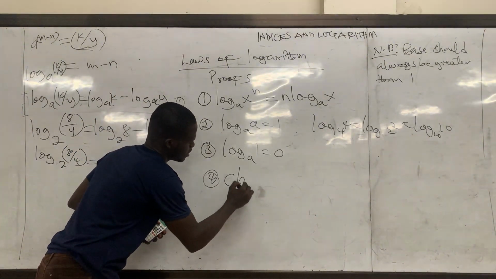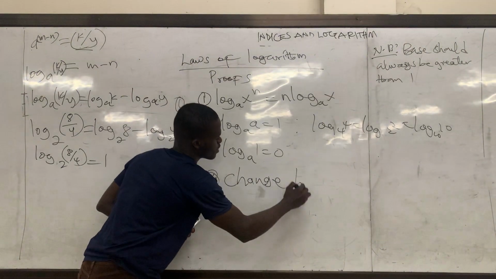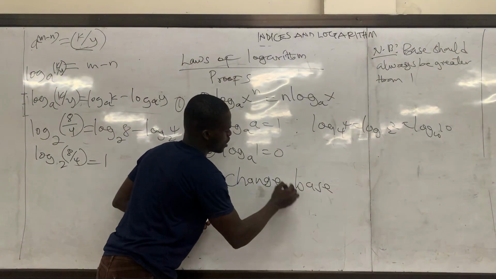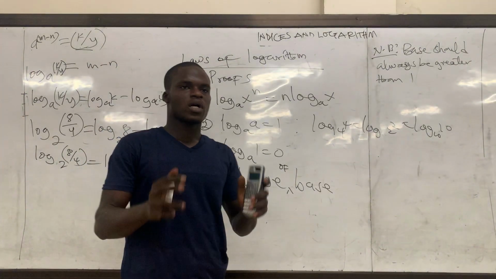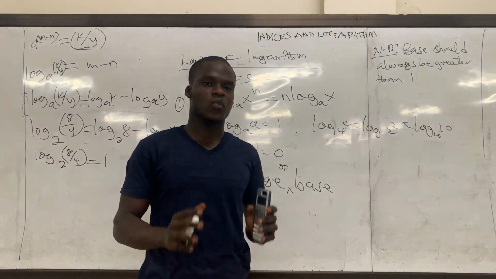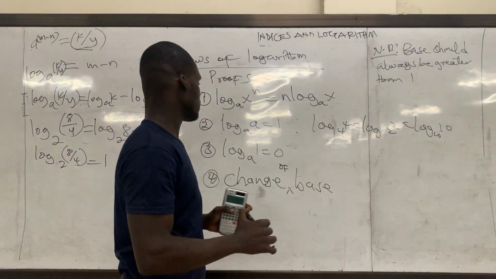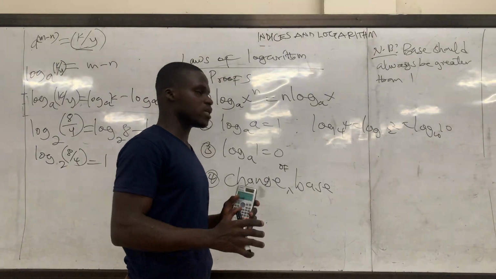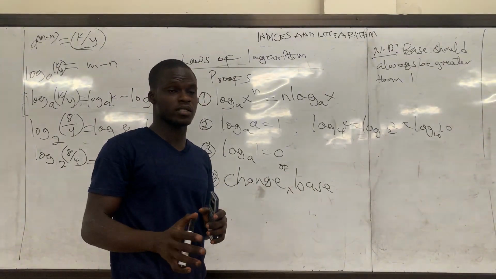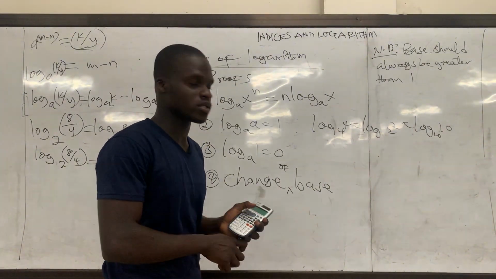Now, the last thing we'll be looking at is how to change base in logarithm. Because usually you can add or subtract two logarithms very easily if they have the same base. If they do not have the same base, it's very difficult to do that manually. So if they do not have the same base, it's possible for you to change the base. So let's see how we can change the base of the logarithm.